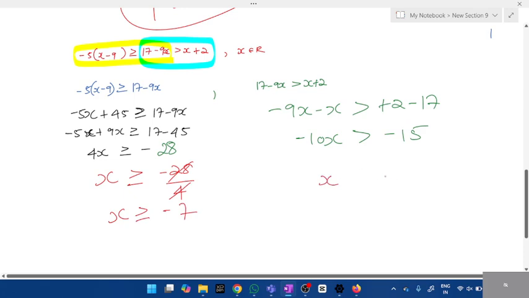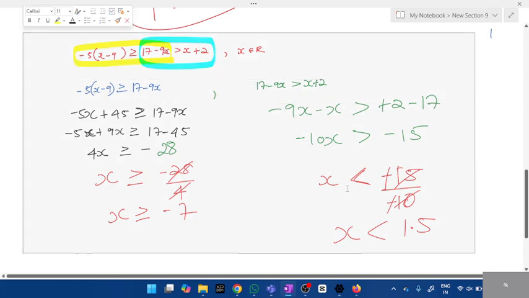When you bring down minus 10, is it positive or negative? It is negative. So what happens to this inequality sign? Greater than will become less than. Minus minus will get cancelled. x is less than, how much is 15 divided by 10? Use the shifting method, 1.5. And x is greater than or equal to minus 7.